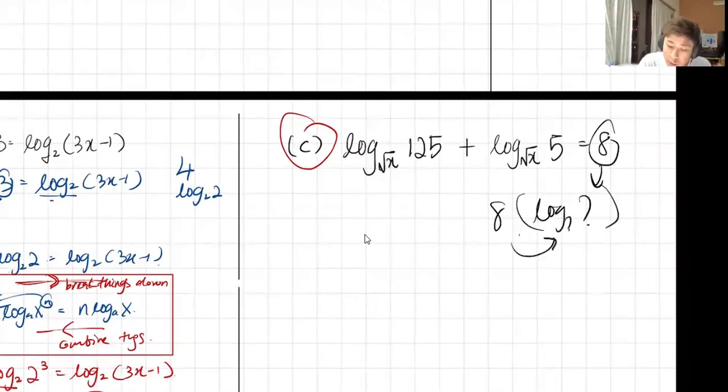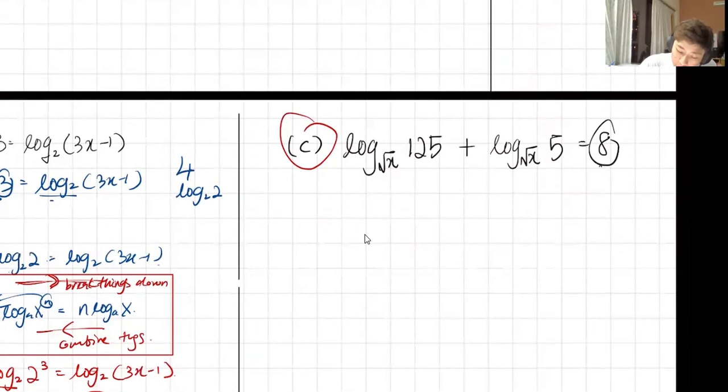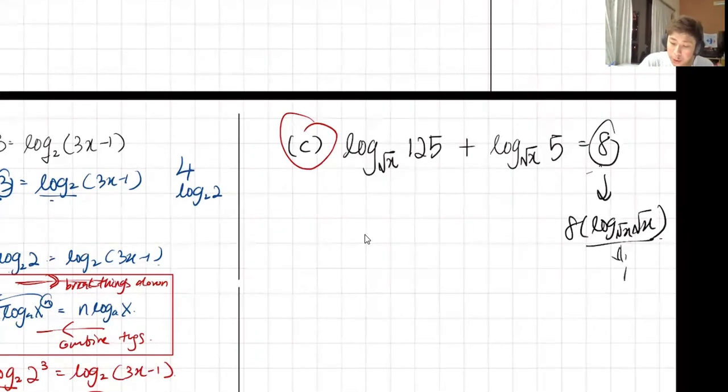So I want to express it in terms of log, I can just make any base I want. If I want base A, I just put A here. If I want base B, I just put a B here. For this case, I want base of square root x, so I put square root x here and square root x here. Then I got it. It's very easy. So 8 will become 8 times log base square root x of square root x. Ask me if you want to know again how I got this one, it's because this one will give you 1.